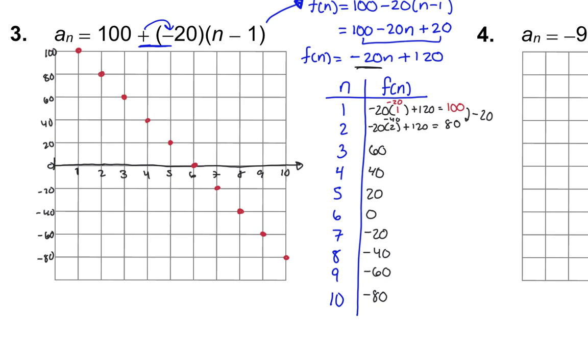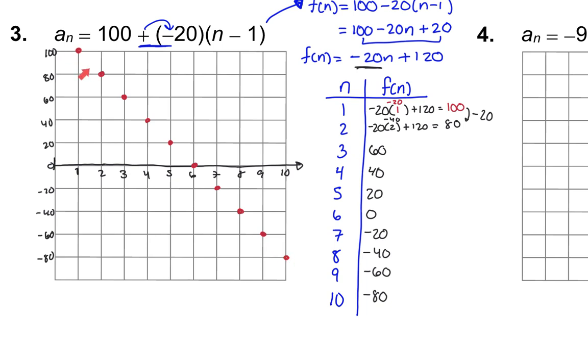Now you're just going to plot your points. At 1, my answer is 100. At 2, my answer is 80. At 3, it's 60. At 4, it's 40. At 5, it's 20. At 6, it's 0. At 7 is negative 20. At 8, it's negative 40. At 9 is negative 60. And at 10 is negative 80.